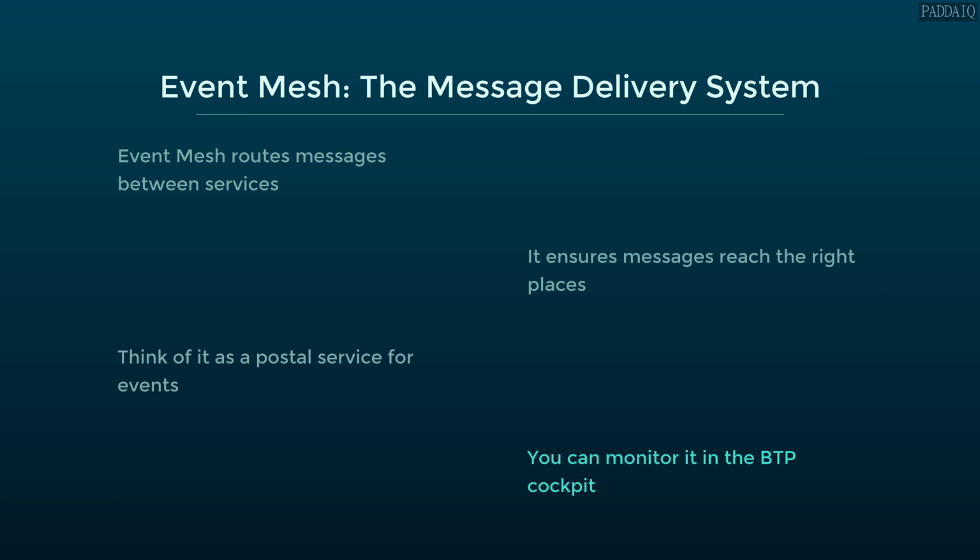You can monitor it in the BTP cockpit. This means you can visually track message flow and performance directly in your web-based administration tool. For instance, if an order event fails to reach inventory, you can check its status and troubleshoot immediately. This visibility ensures your integrations remain reliable and efficient.